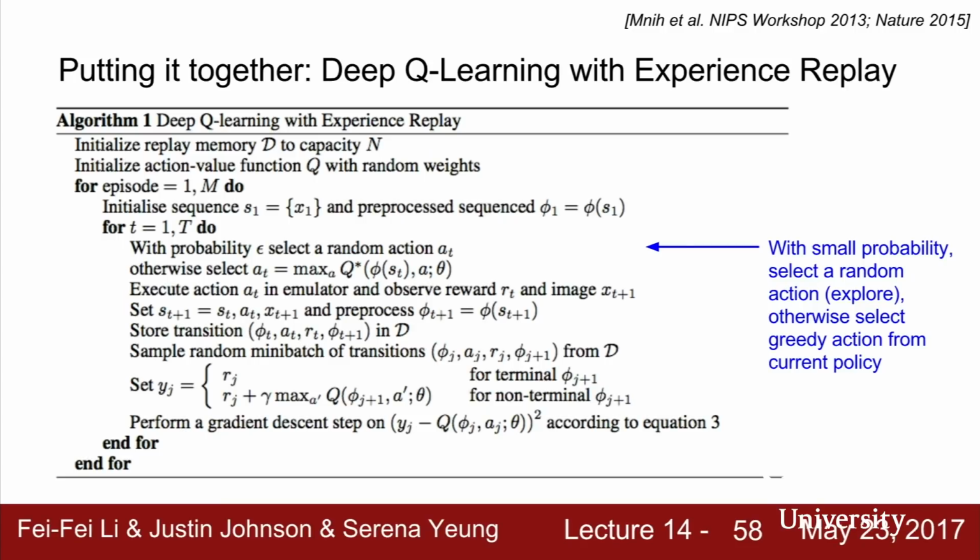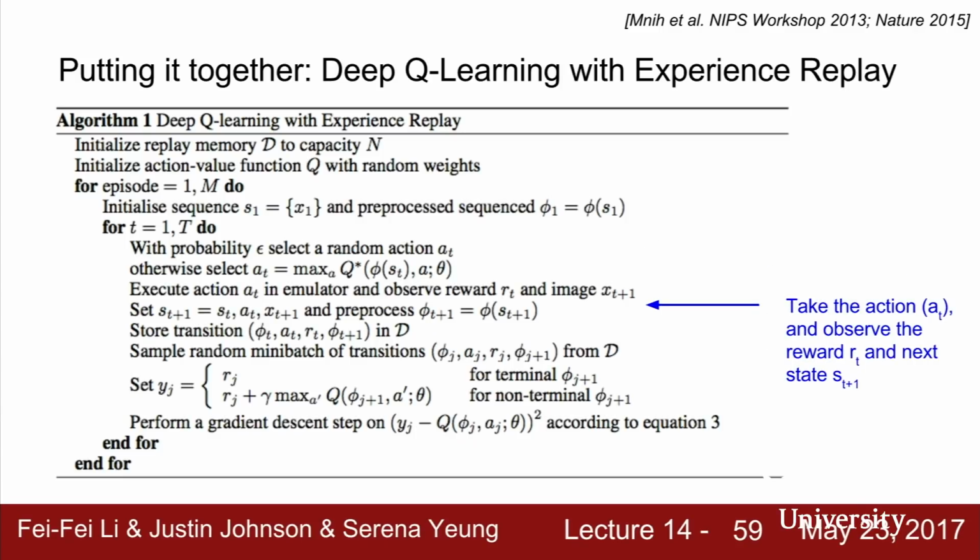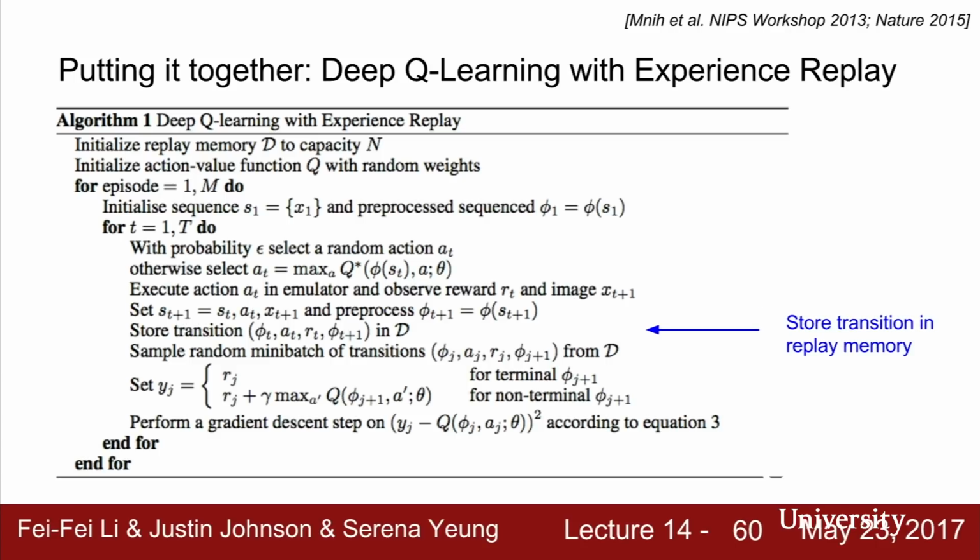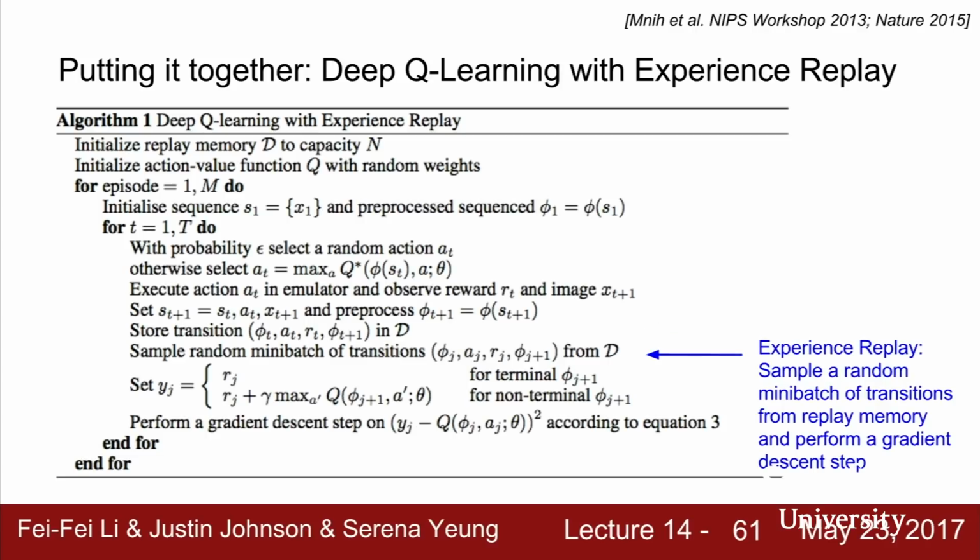Right, so most of the time we'll take the greedy action, the type of action that we think is good under our policy, and with a small probability we'll sample something random. Then we'll take this action, a_t, and observe the reward and the next state, r_t and s_{t+1}. And then we'll store this transition in our replay memory that we're building up.